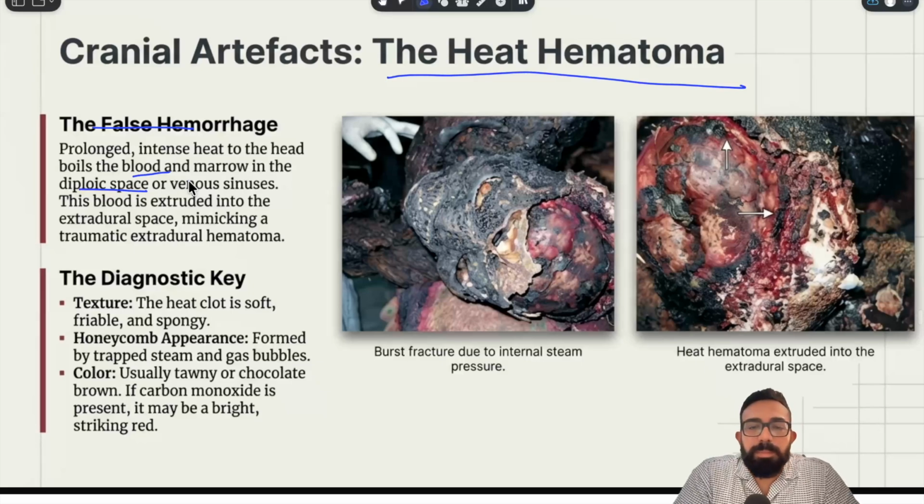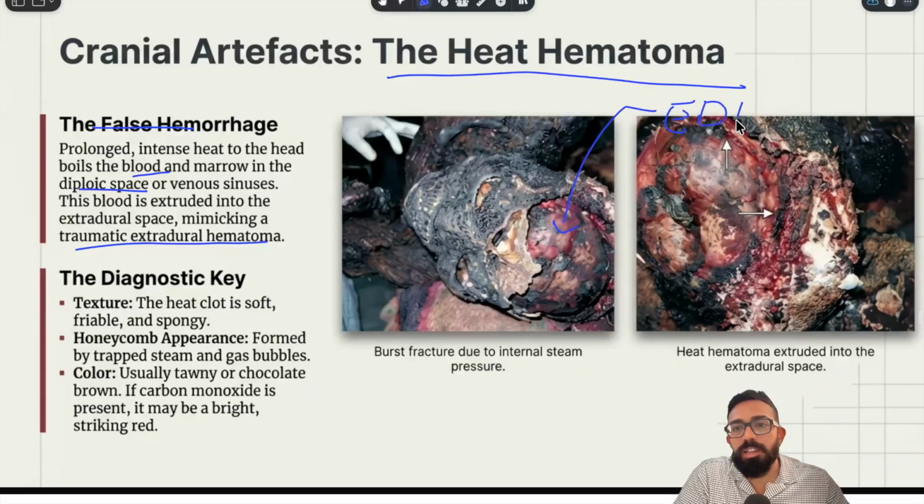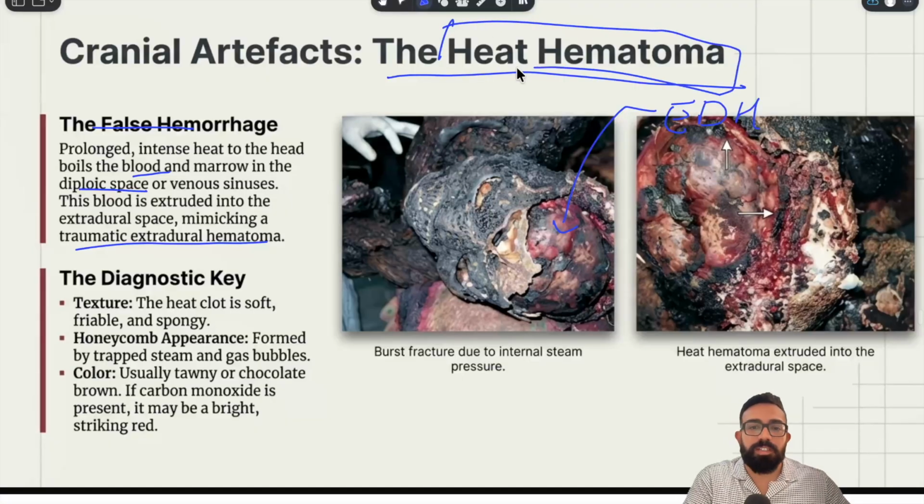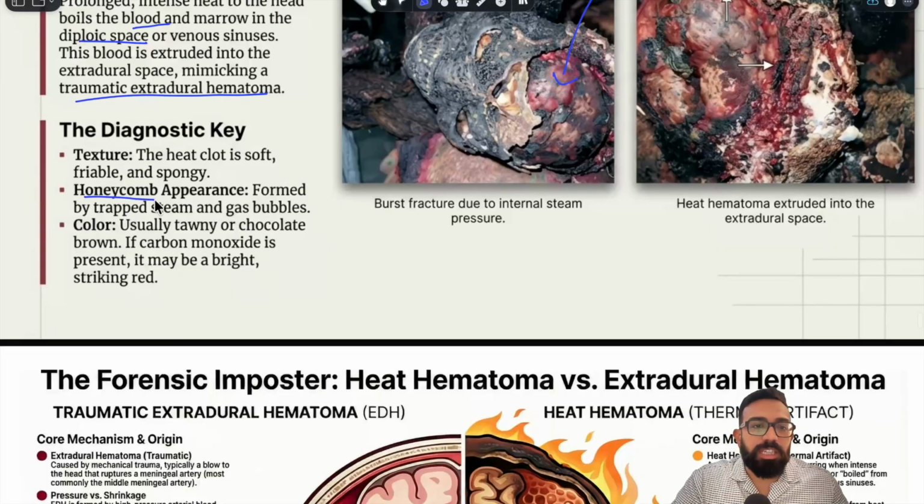But they mimic traumatic extradural hematoma, and that is why it is very important that many times in these burnt bodies, if the autopsy is done by inexperienced people, people with half knowledge, they interpret that there is EDH in the skull, but it is not EDH. Okay, it is the heat hematoma. This is an artifact. Now, what is the diagnostic key? How do you differentiate between EDH and heat hematoma?